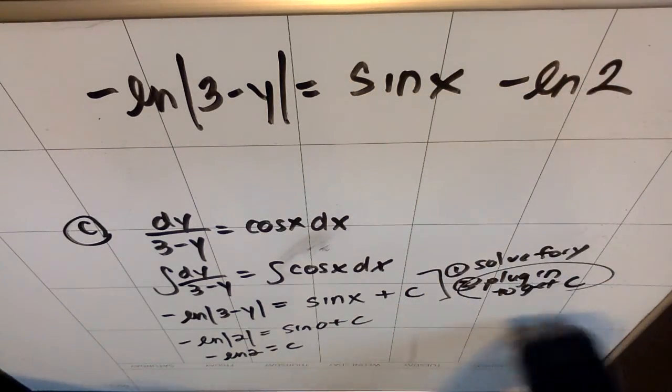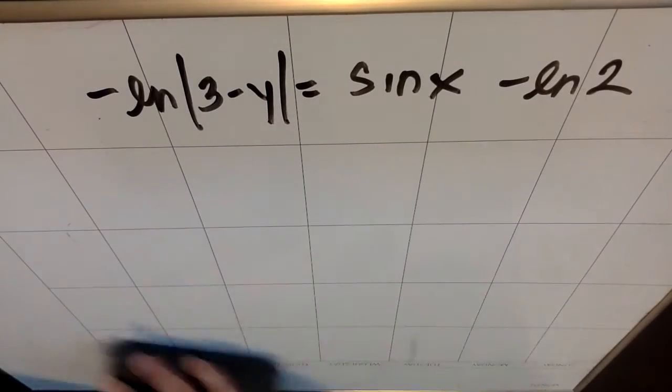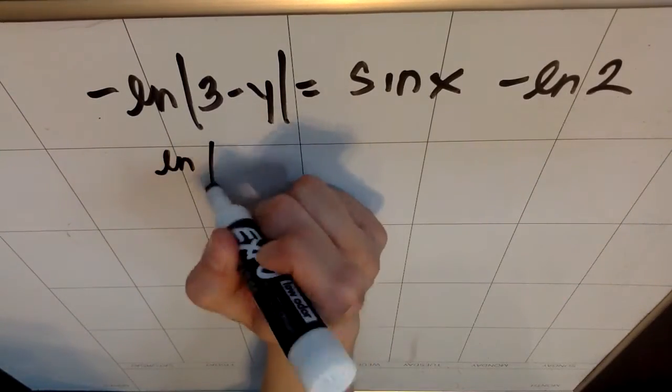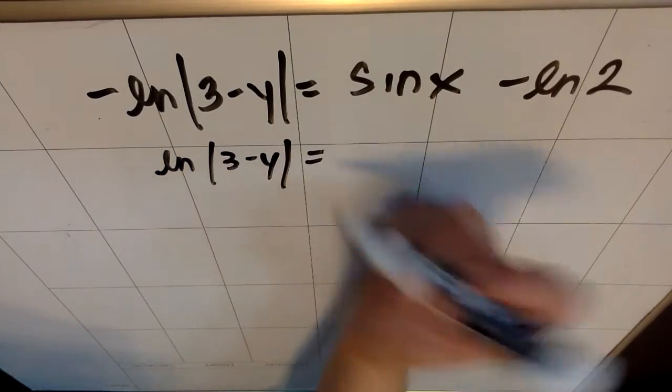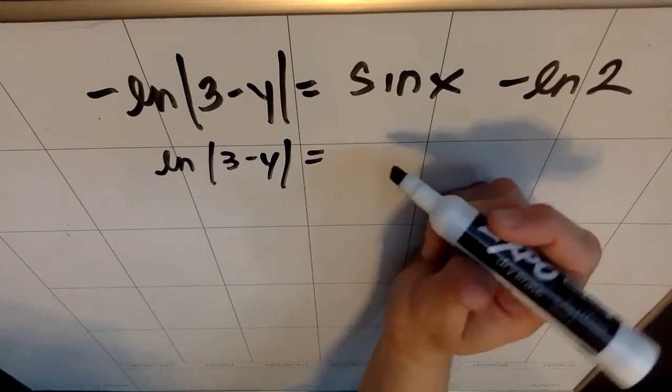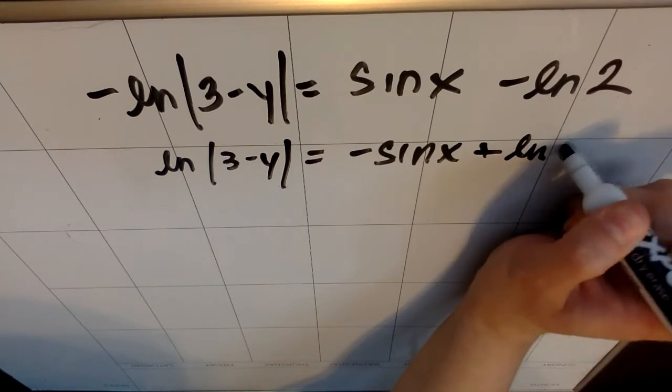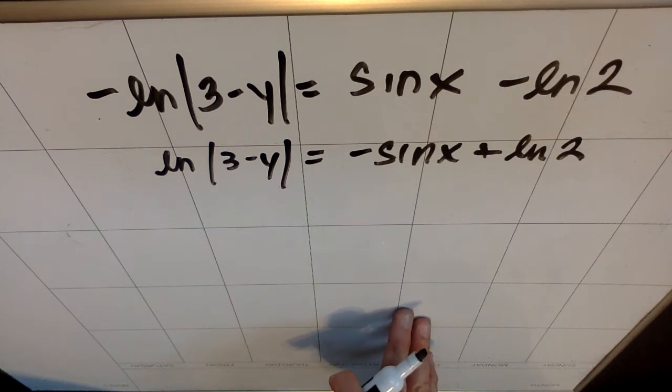Cool. All right, so now we're going to solve for y, which was the last thing that we have to do. So I'm going to go ahead and divide everybody by a negative, so I'm going to get the natural log of this 3 minus y equals, and what's going to happen is I'm going to end up getting a negative sine of x plus a natural log of 2, right? And then I'm going to exponentiate, right?